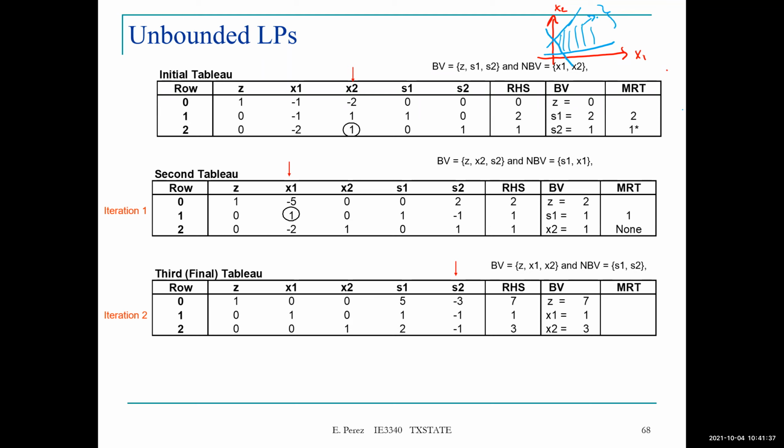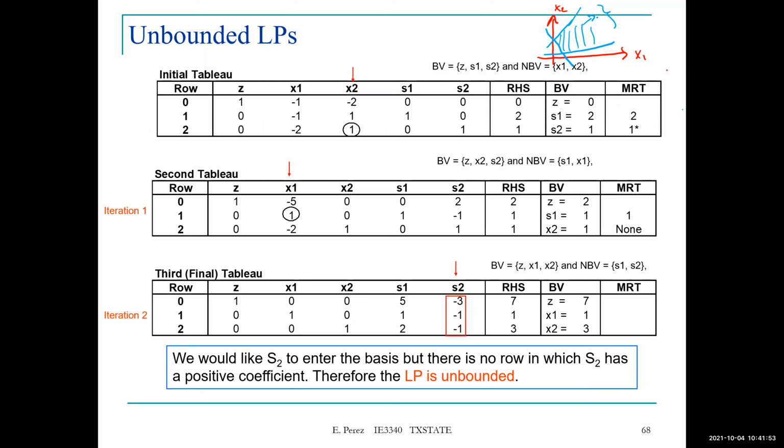When you get to this point, you decide that X2 is going to enter, but when you perform the minimum ratio test, you have 2 negative numbers. You cannot perform the test. So what this is telling you is this is an unbound problem. We would like S2 to enter the basics, but there's no row in which S2 has a positive coefficient. Therefore, the LP is unbound.